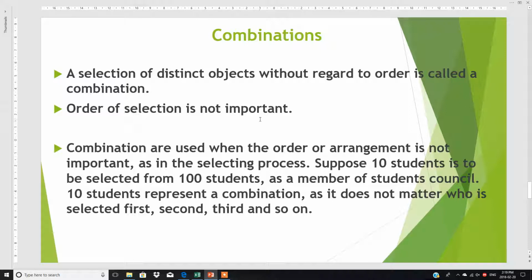Order of selection is not important. Here I have written an example. Suppose out of 100 students we have to pick any 10 students to make the student council. It does not matter who is selected first, second, third and so on. So this is the example. Combinations are used when the order or arrangement is not important, as in the selecting process.